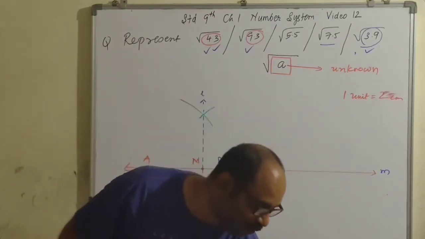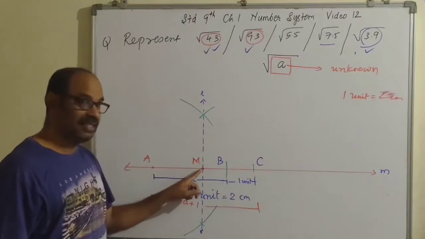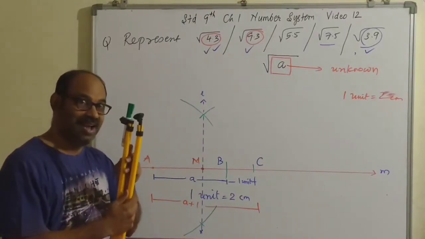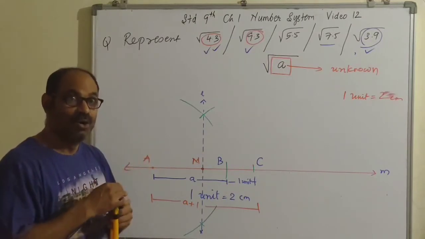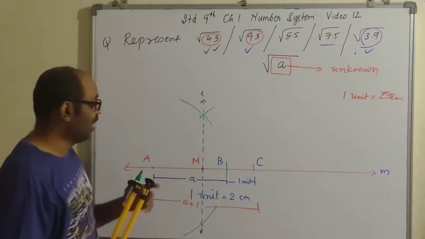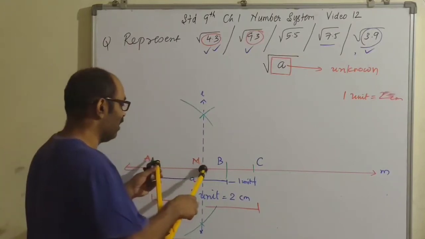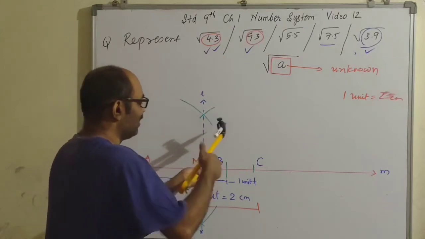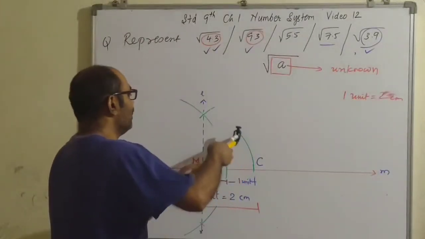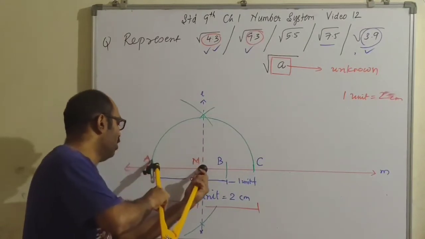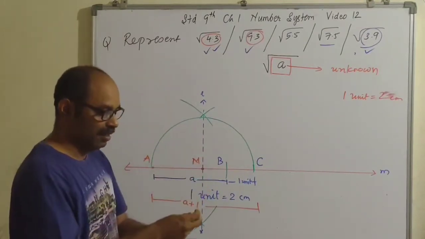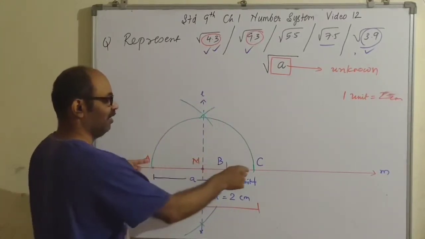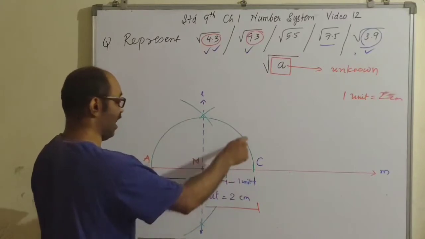Now step number 4. Take this M as the center. I have taken this in my hand. So I am going to draw a circle whose center is M and radius is AM, children. Radius is AM, or AC by 2. Here you have to draw a semicircle. While drawing this circle, the circle should pass through A and C.